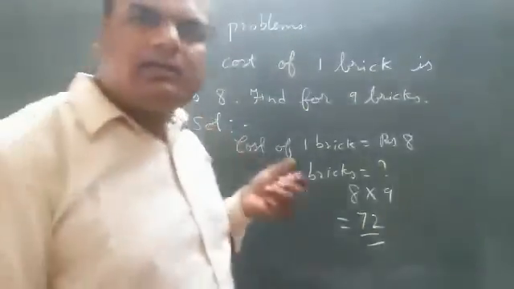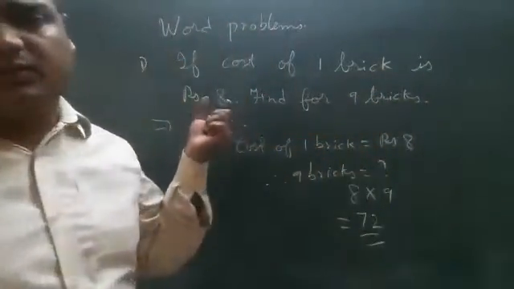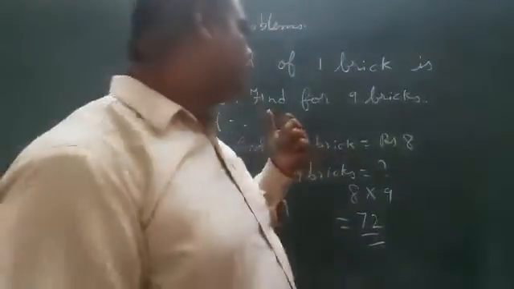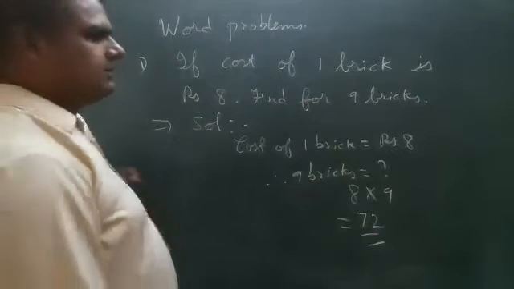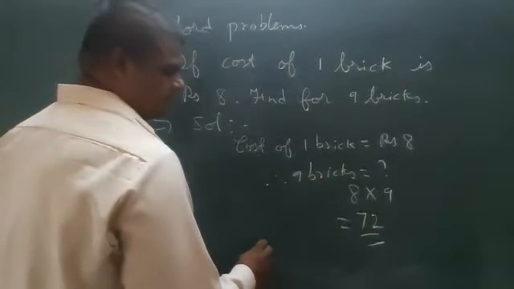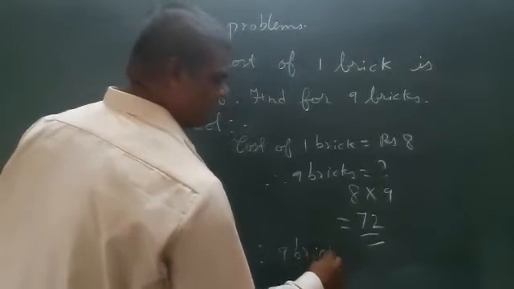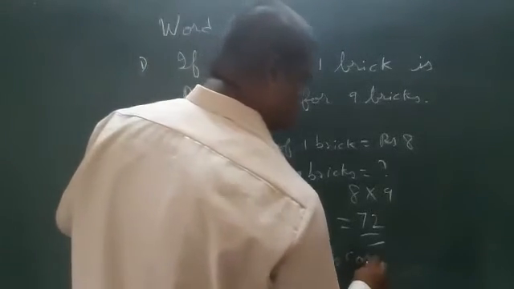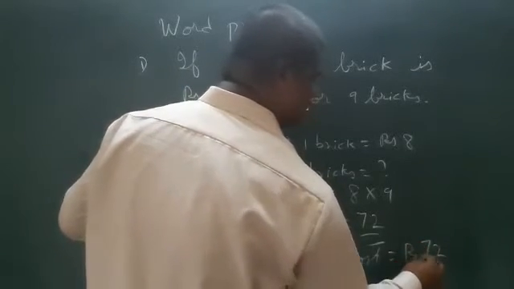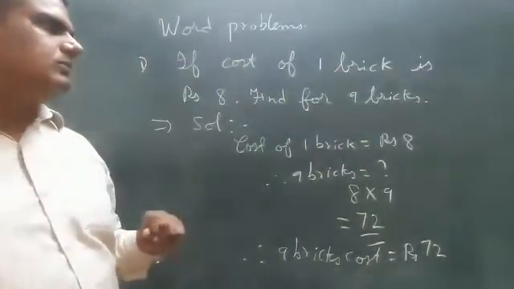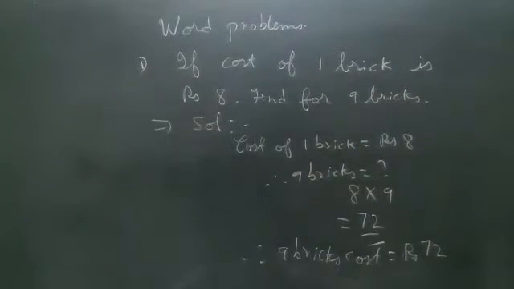एक ईंट की कीमत, what is given? 8 rupees. Cost of one brick is 8. So you have to find for 9 bricks. Multiplication. 8 nines are 72 rupees. So 9 bricks cost is equal to rupees 72. Now this is one question. Now one question I will take other, so that we should understand.